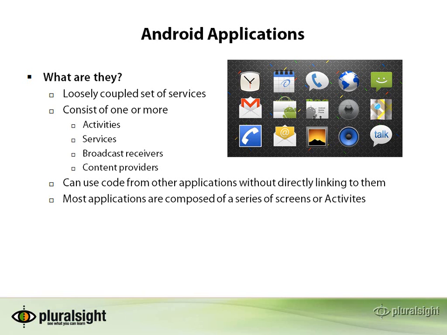Applications can basically consist of one or more of activities, which are screens, services, which are like Windows services running in the background, broadcast receivers, which are basically just components that are waiting for some event to happen in the system and then respond, and content providers, which are APIs that allow you to query some set of data. Usually this could be backed by SQL Server or some other mechanism, but essentially an application is going to consist of a bunch of these different things packaged together.